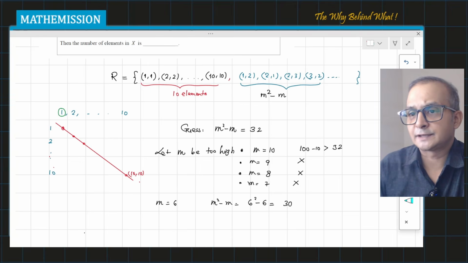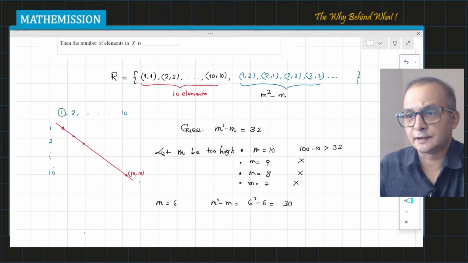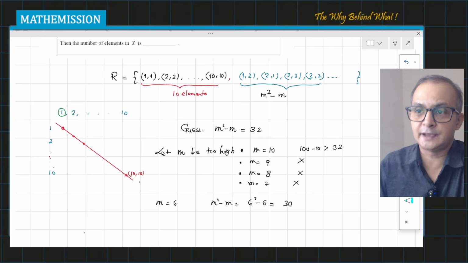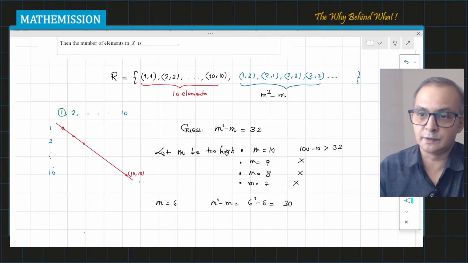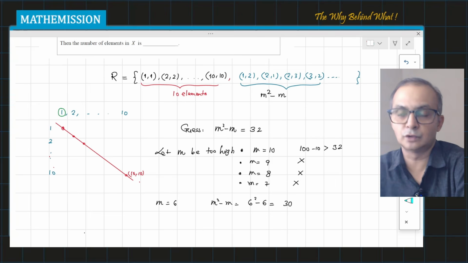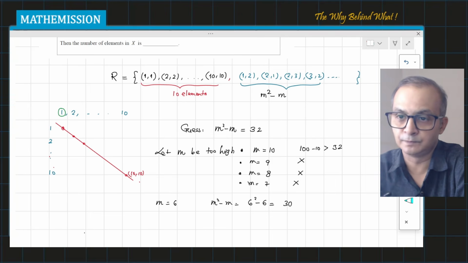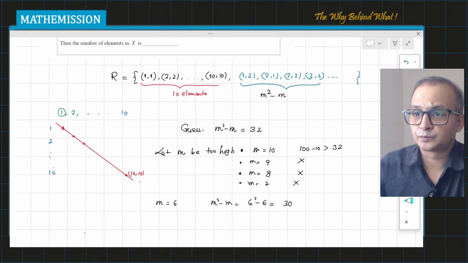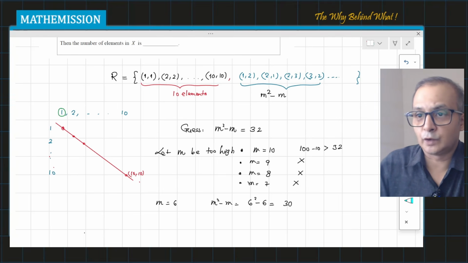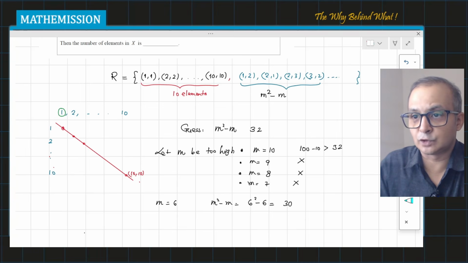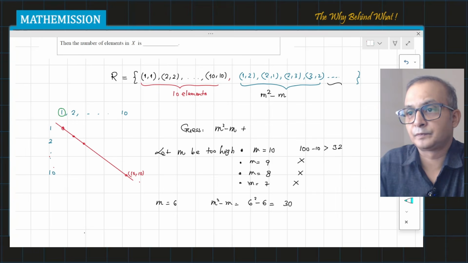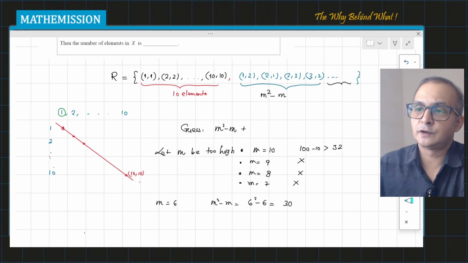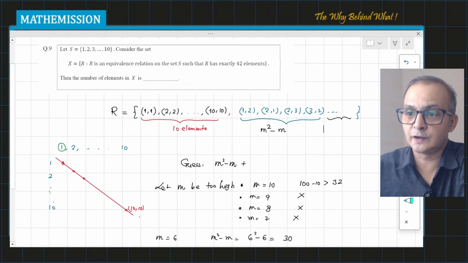So this m square minus m is not a correct guess because these high numbers are not working, and when I go to 6, this is also below, not very far below but still lower than the total value of 32. So what I do now, this m square minus m is not working. It means I have to include some number of elements here. And how will this number be included? You notice what you have done.